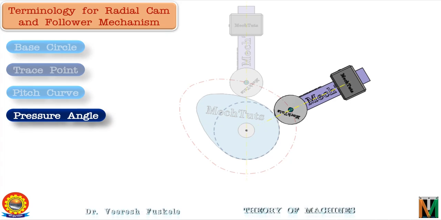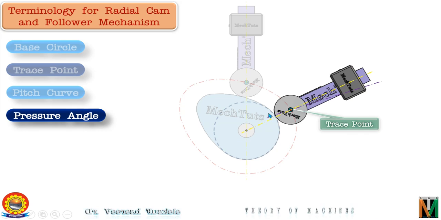Suppose the follower is moved to this location when the cam is fixed. If we look at this diagram, we see that the common normal between the roller and the cam will be passing through the roller center and normal to the cam profile. As we see, this is the common normal between the roller and the cam profile.